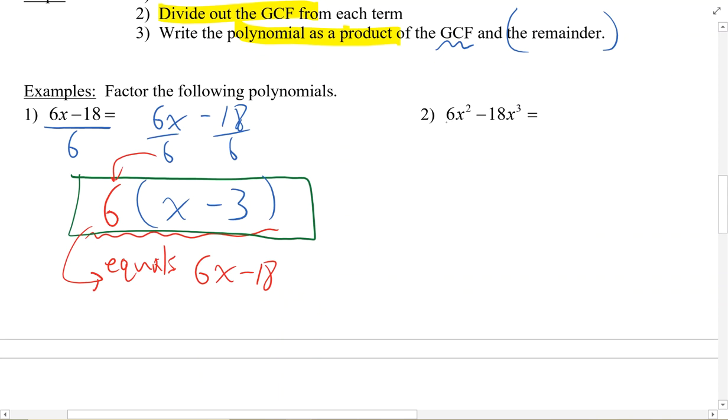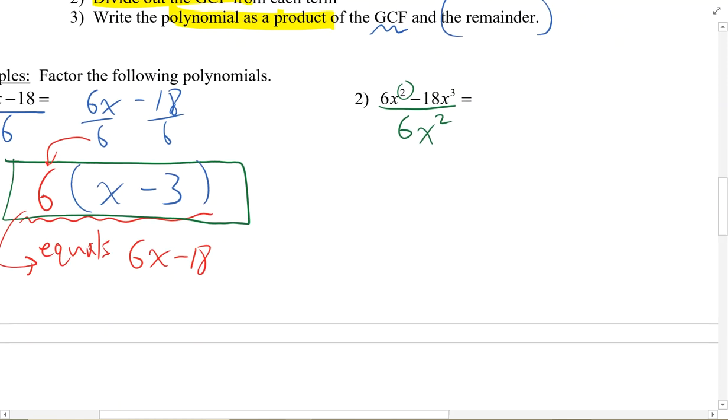Next one. So again, 6 is your number, but what about your letters? Well, the lowest exponent is x squared, so your GCF would be 6x squared. So you can go straight to the answer. Do your first division, and you would get x. Do your second division, and you get negative 3x. 6x squared divided by that is a 1. So we get 1 minus 3x, and 6x squared goes up front. Okay, so then you multiply in, and you get what we started with.